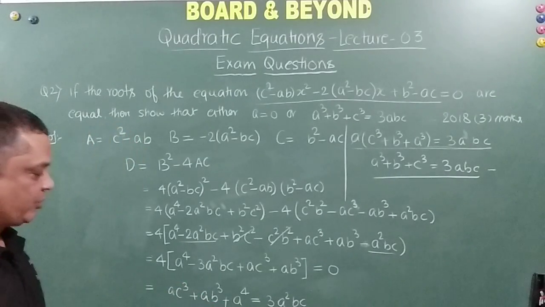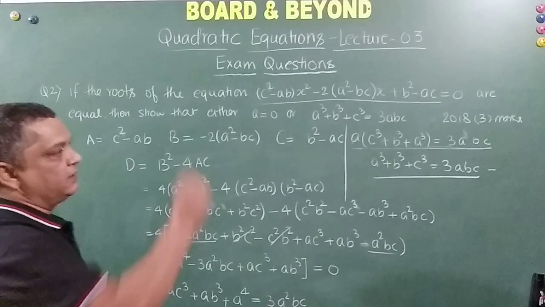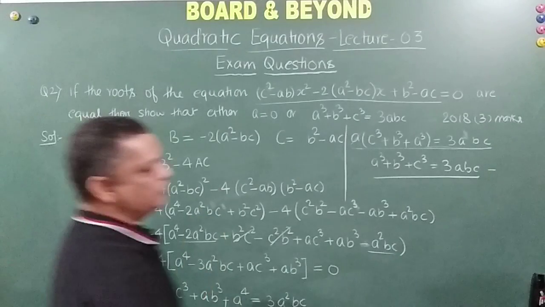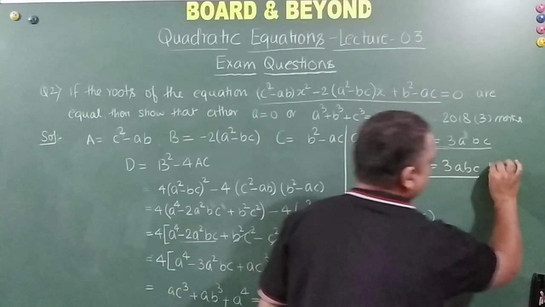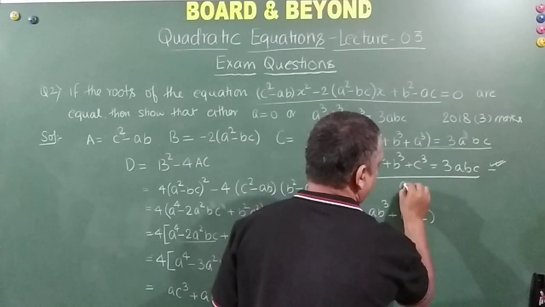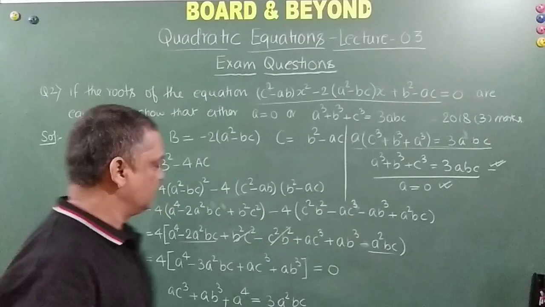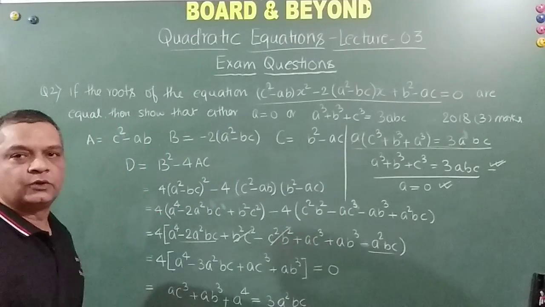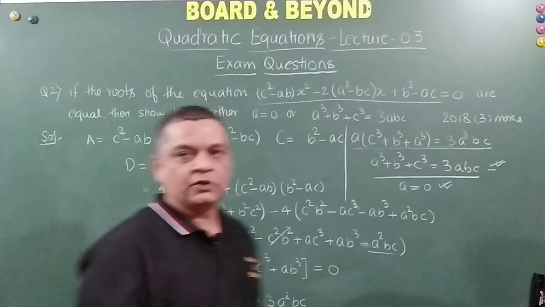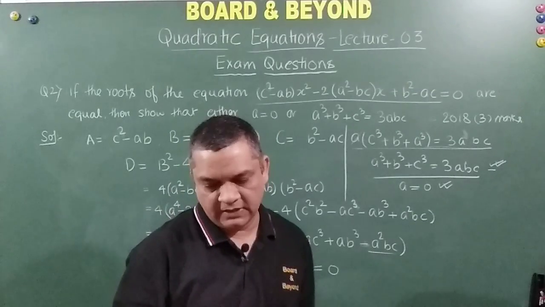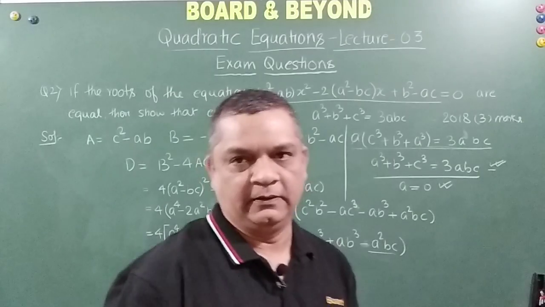So this is the thing how you can move forward. All right. So you have got either this is equal to this one condition or a is equal to 0 is another condition. In both these scenarios, your discriminant will become 0. And once the discriminant becomes 0, your roots will be real and equal. Right, friends? So let's move forward.